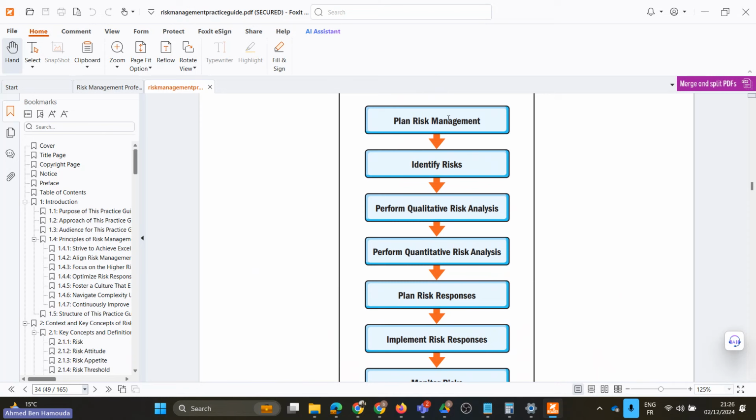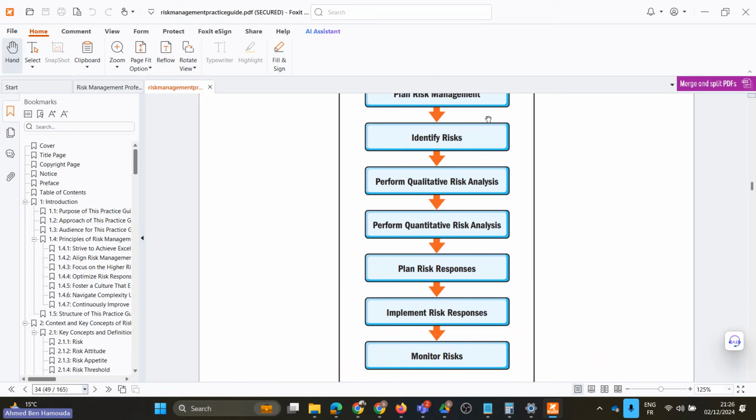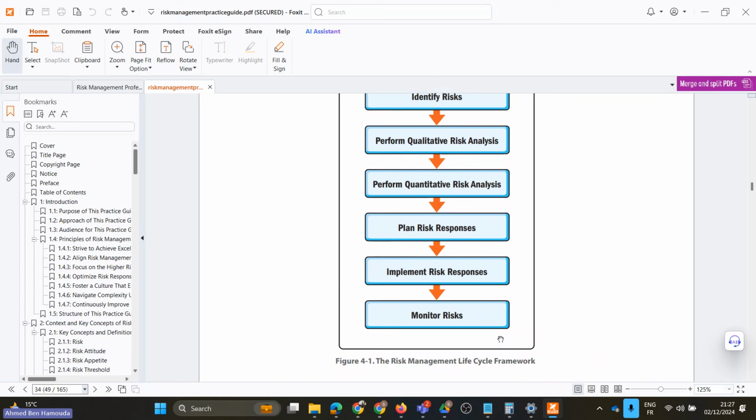Then, for these prioritized risks, perform quantitative risk analysis, such as the expected monetary value or other advanced techniques. Then plan the risk responses: if it's a threat, what to do with it; if it's an opportunity, what to do with it. And then implement the risk response and monitor the risk.